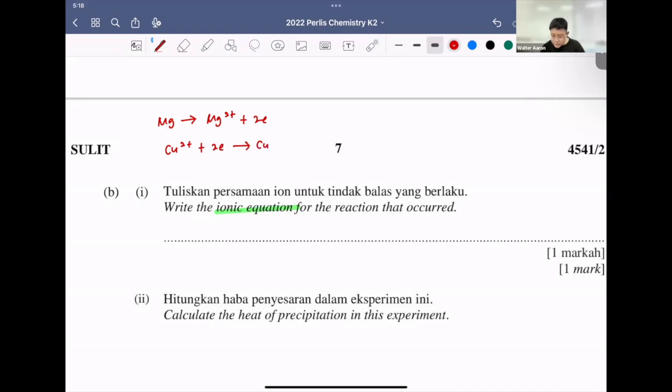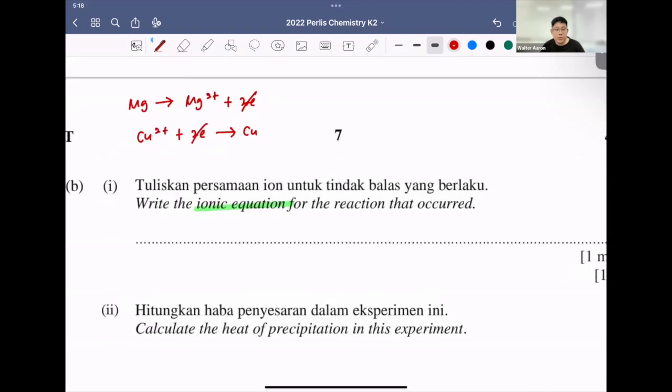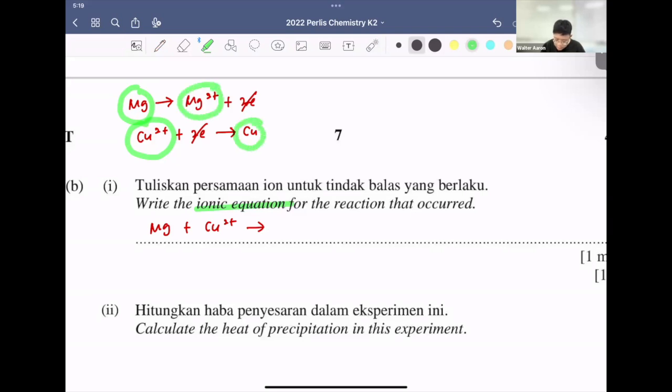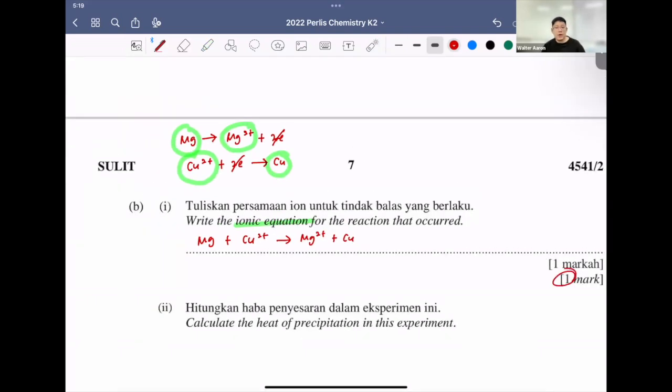Once you get these 2 half equations done already, you can just cross off the electrons on both sides. And then after that, to write the overall ionic equation is very simple. Whatever is before the arrow, you put together. So in this case, you just put here Mg plus Cu2 plus. And whatever is after the arrow, we put together as well. So here will be Mg2 plus and copper. So that will be your overall ionic equation. Just use the half equations technique to easily identify the overall ionic equation.